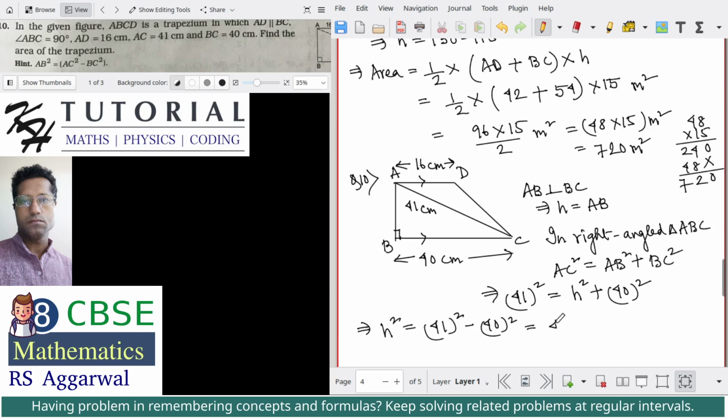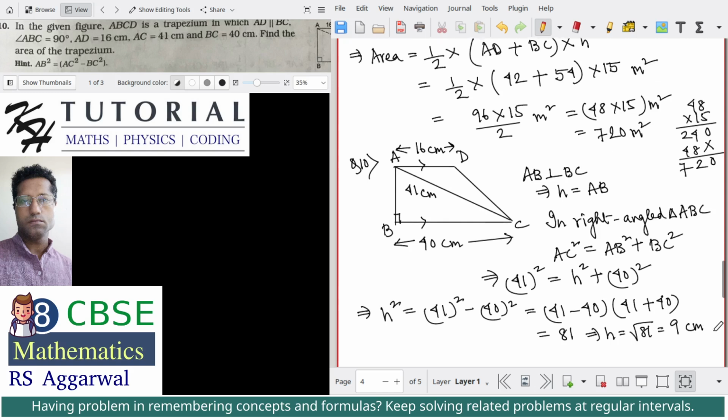This is equal to 41 minus 40 multiplied by 41 plus 40. This is equal to 81. So this implies h is equal to square root of 81, which is 9 centimeter. So the height is 9 centimeter.